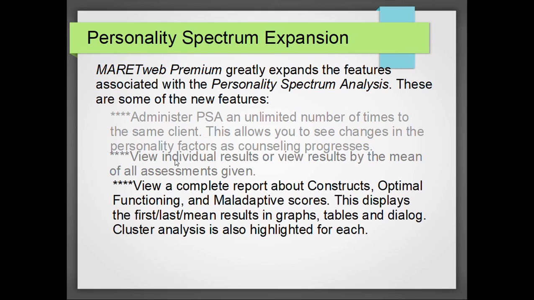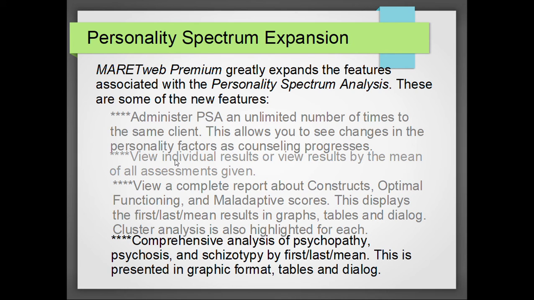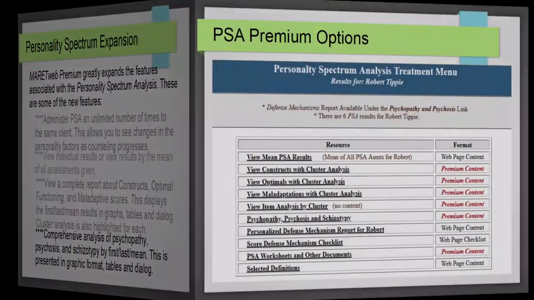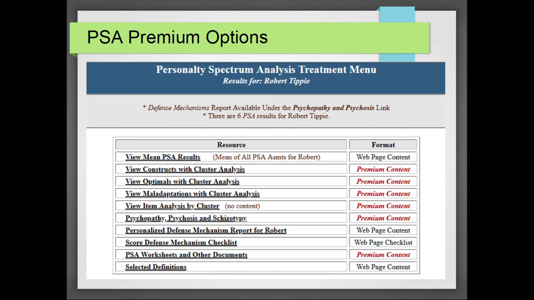It looks at the first, last, and the mean results on graphs, tables, dialogues. Cluster analysis is included in there. It's a huge report. And the comprehensive analysis of psychopathy, psychosis, and schizotypy, including first, last, and the mean, are also included in here. As I continue to record Therapist Builder videos, I'll begin talking about especially psychopathy and schizotypy as they relate to the DSM-5.